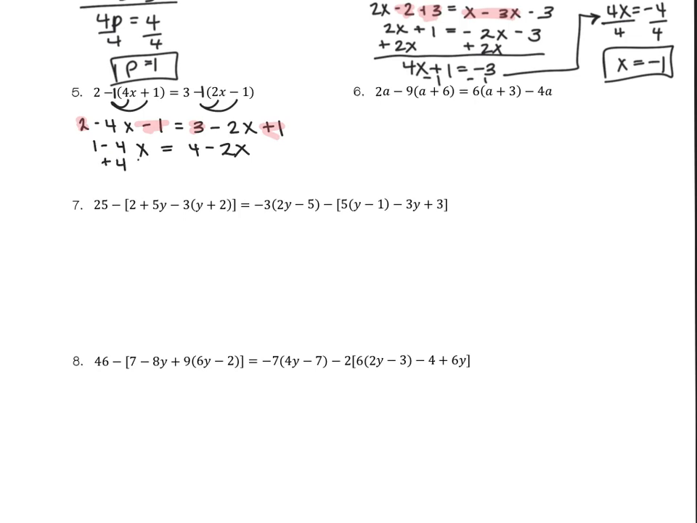I'm going to add 4x to both sides, and I get 1 equals 4 plus 2x, and then I would subtract 4 from both sides, and I would get negative 3 equals 2x, and dividing by 2, x equals negative 3/2.